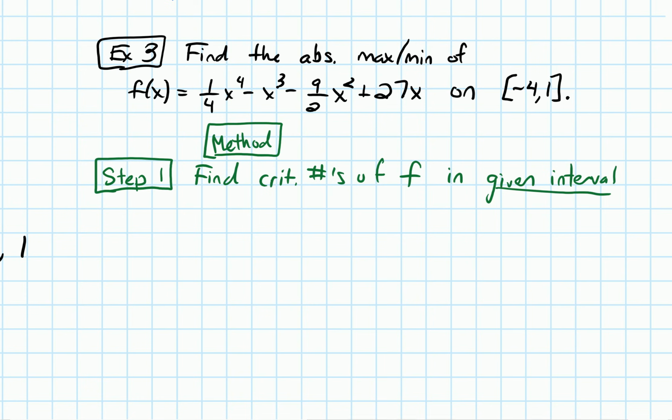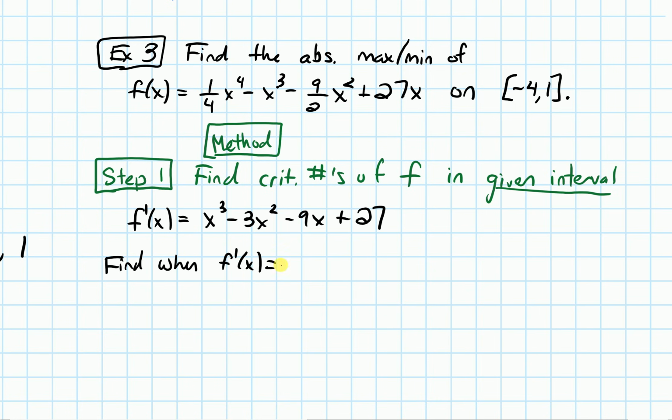So to do that, I need to take the derivative. So our derivative here is going to be, it's a bunch of power rule. I'll get x cubed minus 3x squared. Bringing the 2 down, I'll get minus 9x, and then plus 27. All right, so we have the derivative. Now, let's find when f prime of x equals 0, or f prime of x is undefined.